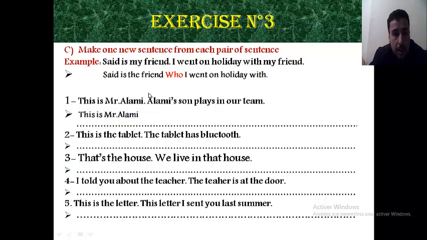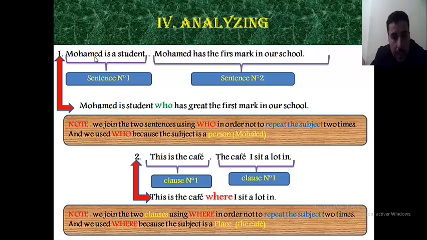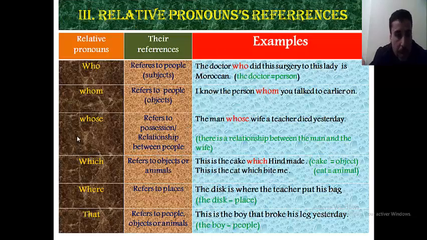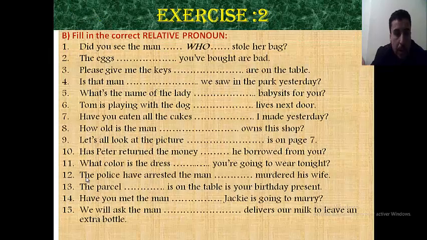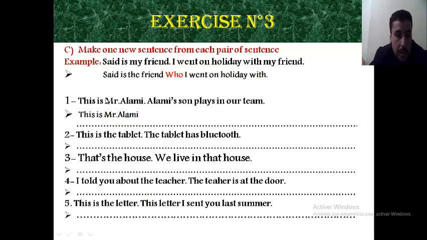Here is the same exercise, same as this one. We have two sentences. When we connect them, we use one of these relative pronouns. We should choose which one to use depending on the subject we are talking about: whether a person, a thing, or a place. You see? So this is all about relative pronouns. I hope you understand and enjoy your time.